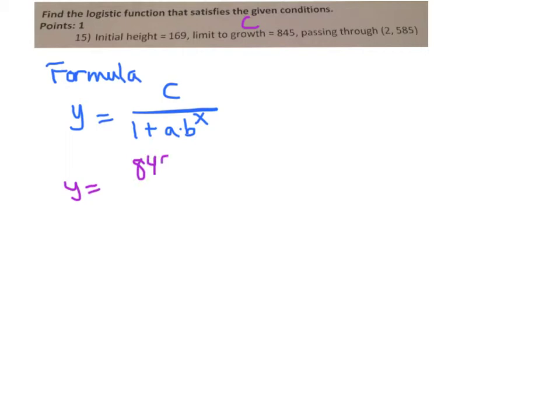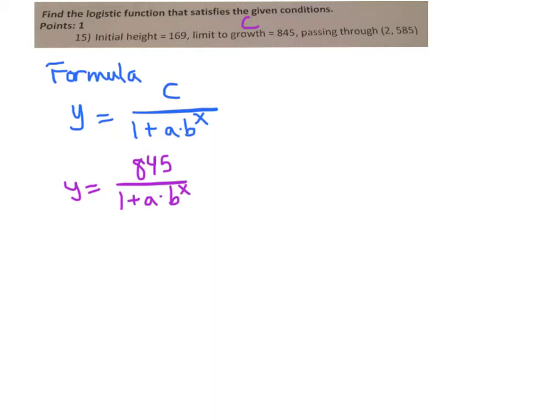Find the logistic function that satisfies the given conditions. The formula for a logistic function is y equals c over 1 plus a times b to the x. And from this information, the only letter here that we know is c. The limit to growth in these situations is always going to be c. So that means that on top of our equation we can put 845.